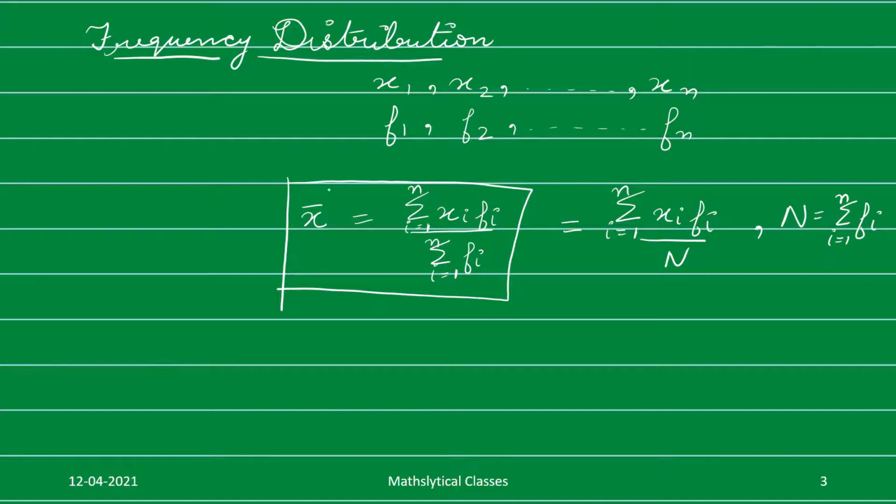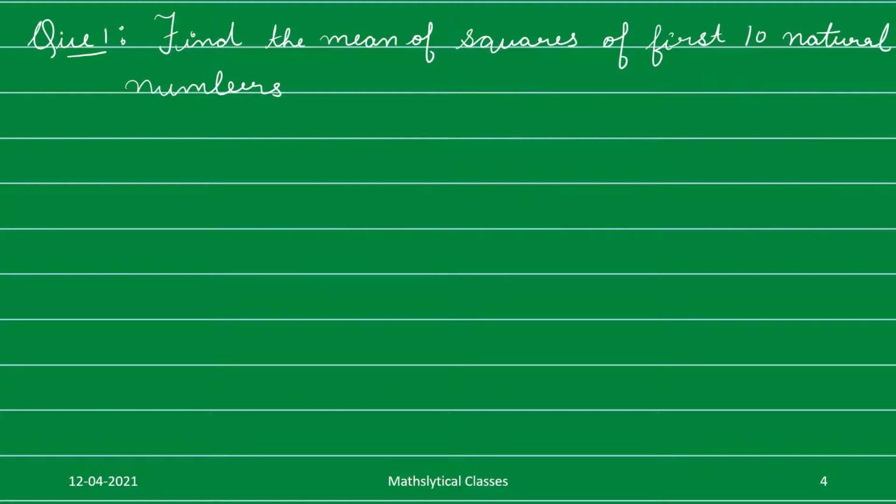So whenever you have data of such type, where xi's are given and related frequencies are given, what you have to do is multiply each xi with fi first, then take the sum, and then divide it by the sum of frequencies. We'll discuss all the questions. So let's do question number 1.